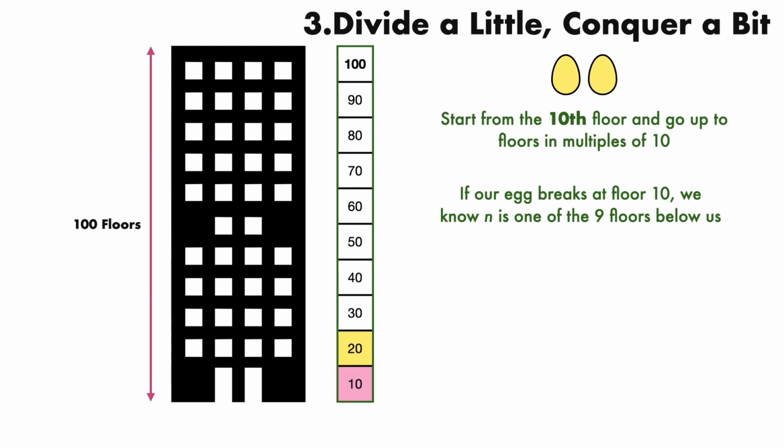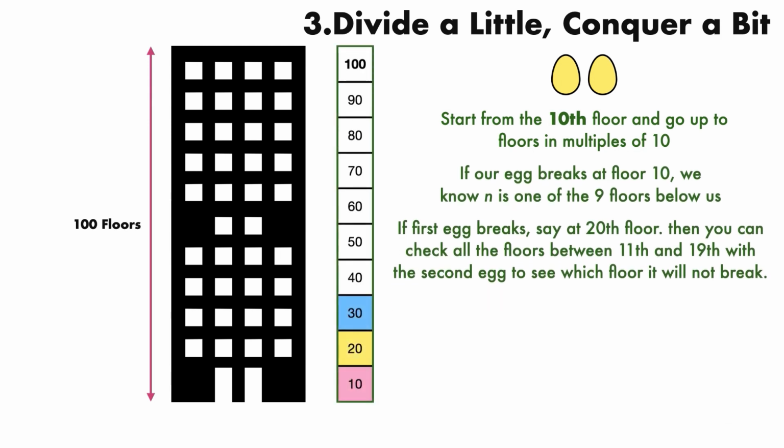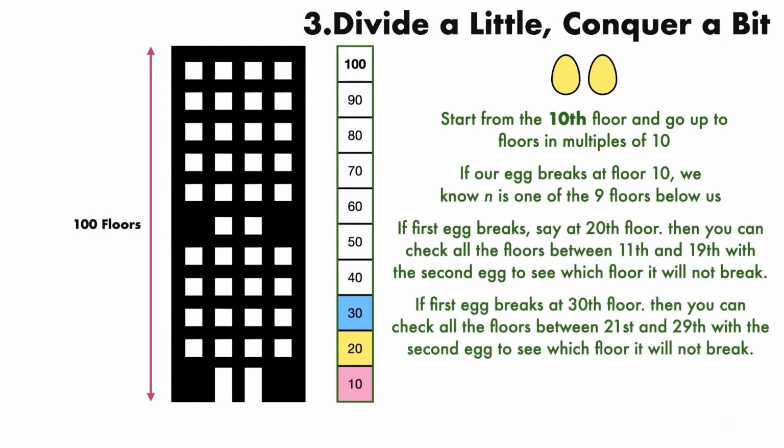If the first egg breaks, say at the 20th floor, then you can check all the floors between the 11th and 19th with the second egg to see on which floor it will not break. If the first egg breaks at the 30th floor, then you can check all the floors between the 21st and 29th with the second egg to see on which floor it will not break. In this case, the worst case number of drops is 19. If the threshold was the 99th floor, then you would have to drop the first egg 10 times and the second egg 9 times in linear fashion.